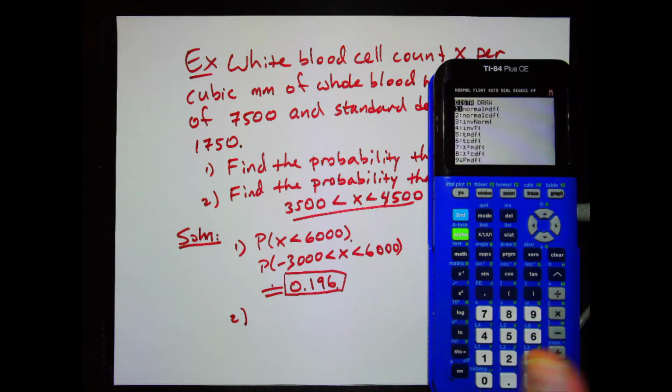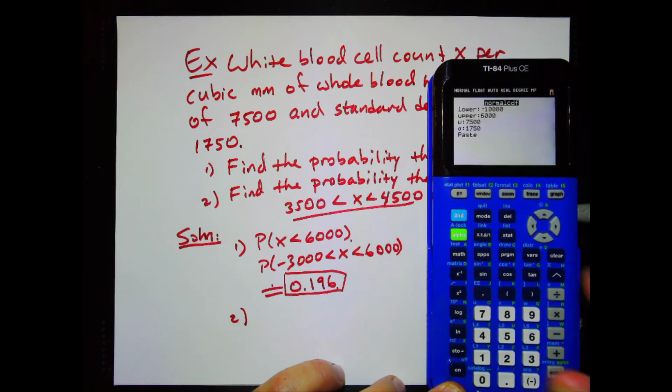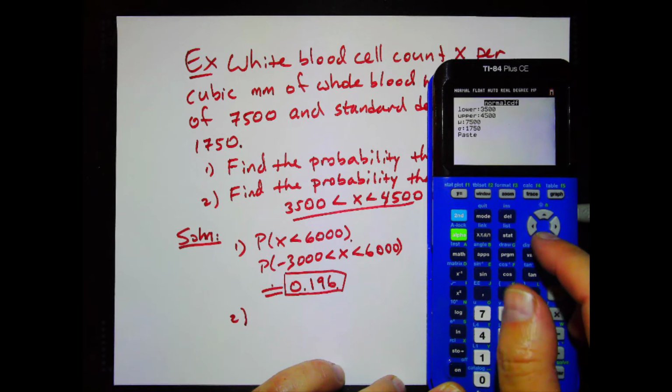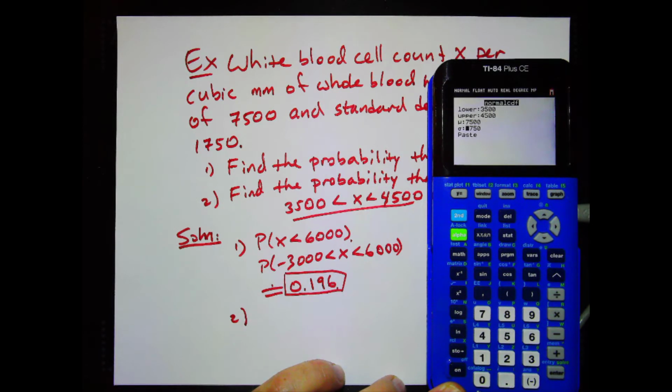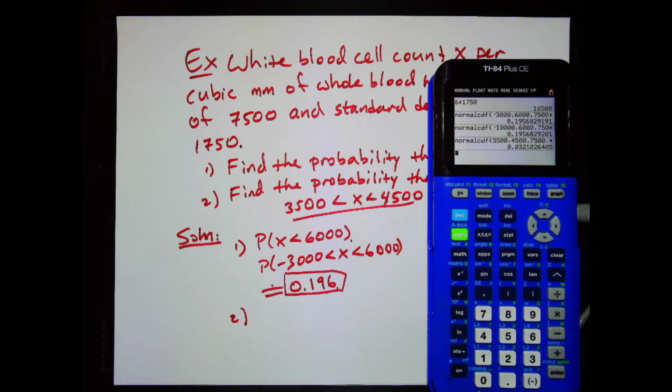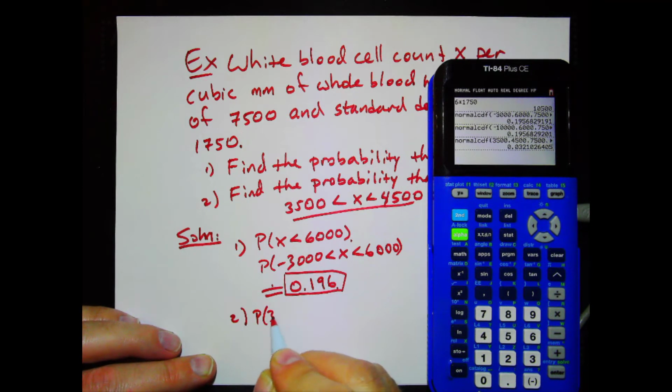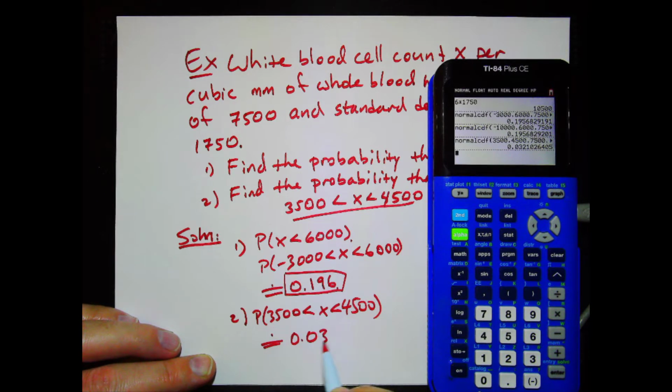For number 2, we'll just go from 3,500 to 4,500. That's easy enough. We'll go to distribution, normal CDF. We'll go from 3,500 to 4,500. The mean is still 7,500 and the standard deviation is 1,750. What's the probability of the blood cell count lying between 3,500 and 4,500? And the answer is 0.032, about 3.2%.